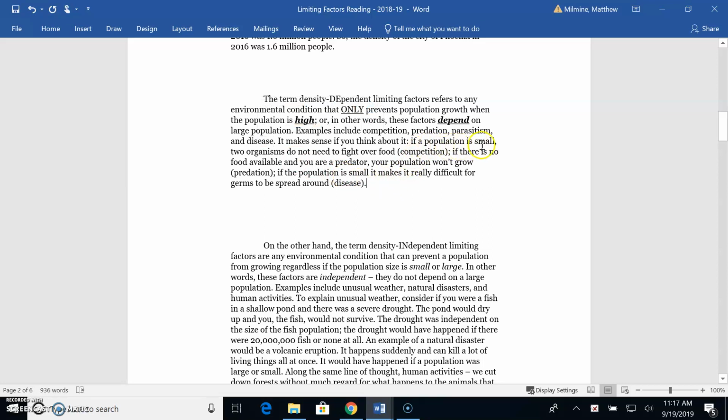If a population is small, two organisms, they do not need to fight over food. They do not need to compete. If there is no food available and you are a predator, your population won't grow. That's predation. If the population is small, it makes it really difficult for germs to be spread around, which would be disease.